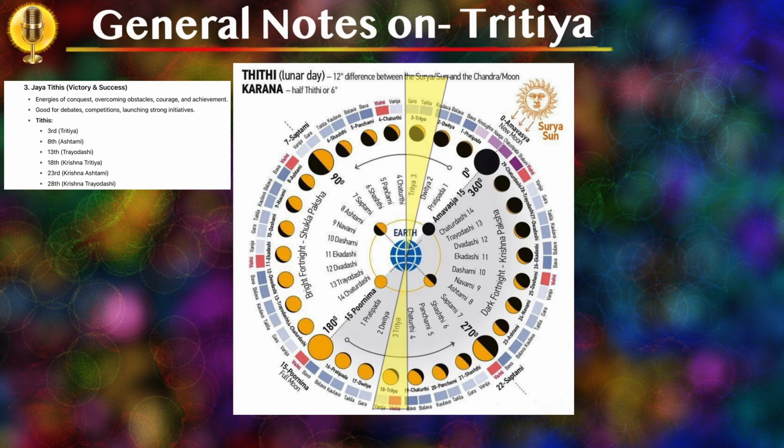Journeys and moving homes. Undertaking journeys or shifting residence is fine on this day. The victorious energy is thought to remove obstacles en route. Personal grooming and health routines. Interestingly, it is cited as an ideal day to cut hair, trim nails, and shave, for example. This suggests Tritiya is good for cleaning up, renewing oneself physically. One can also start a new health regime or exercise program on this day, riding on the day's proactive energy.